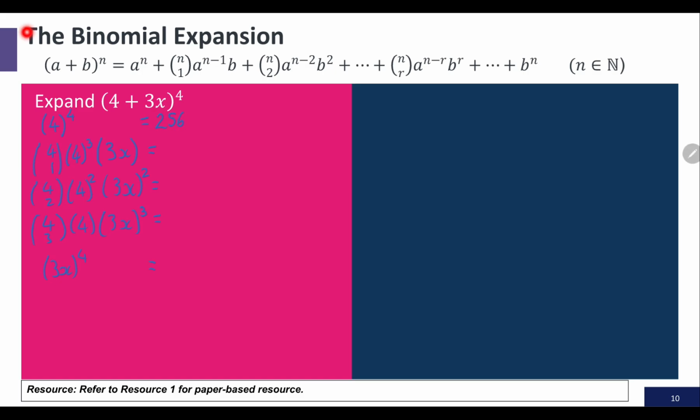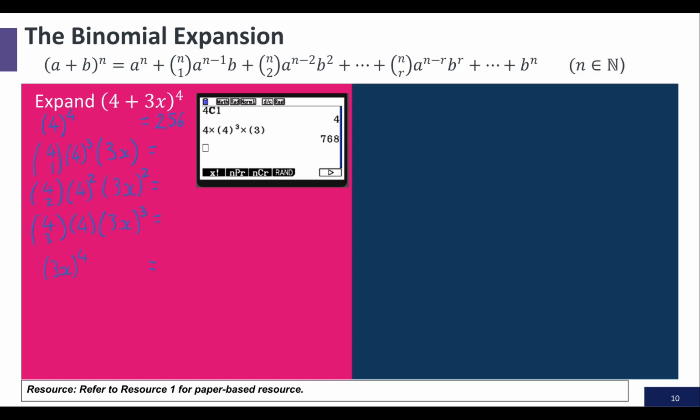What's going to go in my calculator next? Well, it's going to be 4 choose 1 multiplied by 4 cubed multiplied by the number in front of x. So this time it's going to be multiplied by 3. And there you go. So that's 4 choose 1, which is 4, multiplied by 4 cubed, multiplied by 3. So that comes out as 768. And I then need an x on it, because there's an x term there.